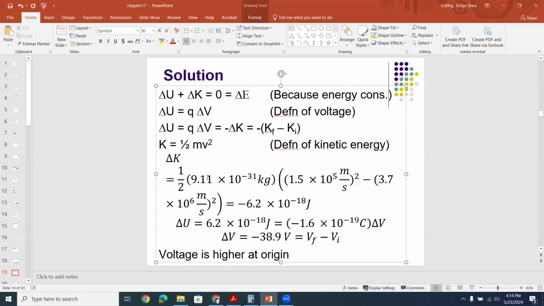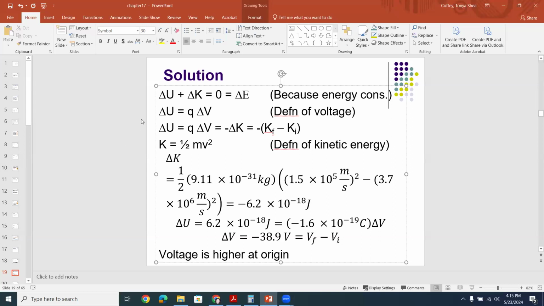So we have 1/2 times 9.11 times 10 to the minus 31 kilograms, multiplied by the final speed squared minus the initial speed squared. The final speed is 1.5 times 10 to the 5th meters per second. We square that and then subtract 3.7 times 10 to the 6th meters per second, squared. When we multiply through, we end up with a kinetic energy change of minus 6.2 times 10 to the minus 18 joules. That's how much the kinetic energy changed. Now, delta K is equal to minus delta U, so the change in the potential energy is plus 6.2 times 10 to the minus 18 joules.